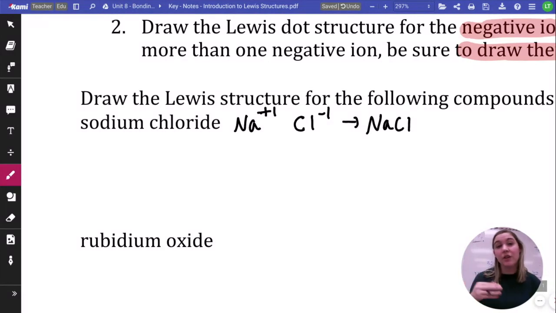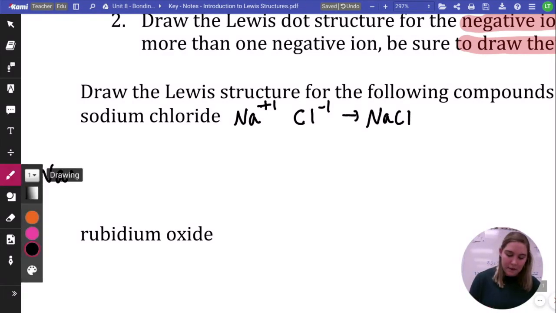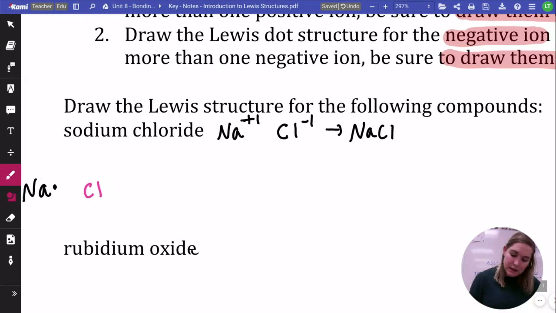The first thing I'm going to do to show you how we would draw these is draw our normal Lewis dot structures. A normal Lewis dot structure is our symbol, in this case for sodium, Na, and then the number of valence electrons it has as dots. Sodium has 1 valence electron because it's in group 1, so I'm going to draw 1 dot around it. Now our other element is chlorine. Again, symbol, Cl, and the number of valence electrons it has. Chlorine is in group 17, so it has 7 valence electrons.